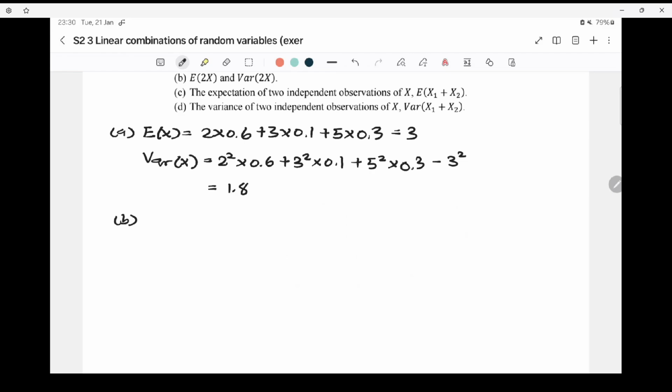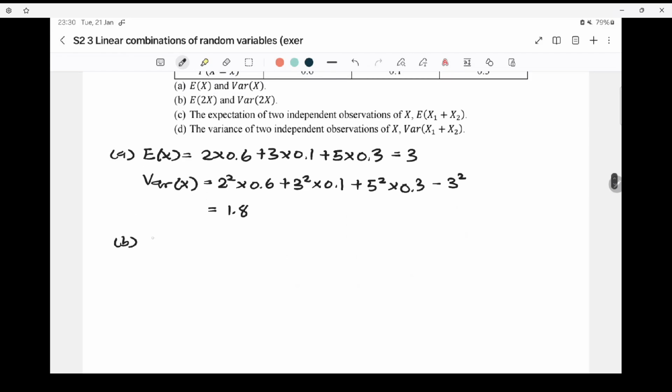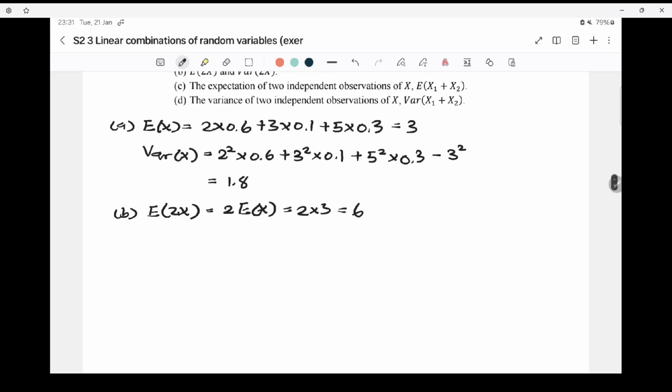So now find the expected value of the following. So E(2x) will be given by 2 times E(x), which is 2 times 3, or it is 6. The variance of 2x will be given by 2 squared times the variance of x. So this is 4 times 1.8. So this is 7.2.